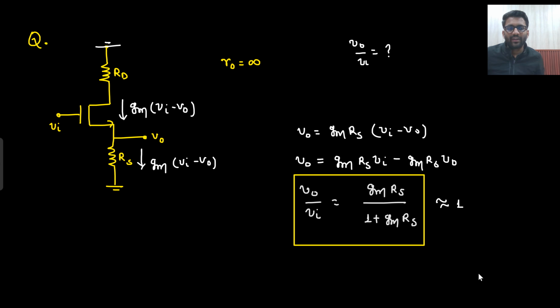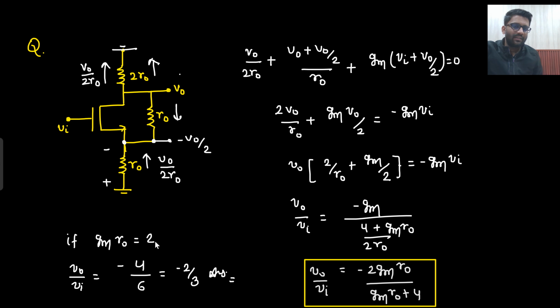Why it is known as common drain? Because your input is applied at gate and you are collecting the output at source. No use of drain. That means drain is grounded. Although drain is not directly grounded, it is connected to RD and then grounded. But input at gate and output at source. At drain you are doing nothing. So this is known as common drain.